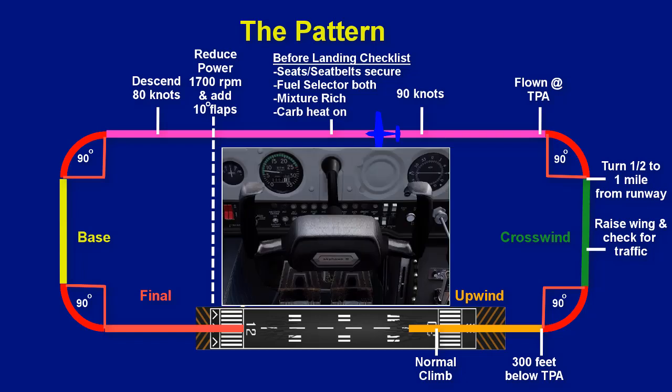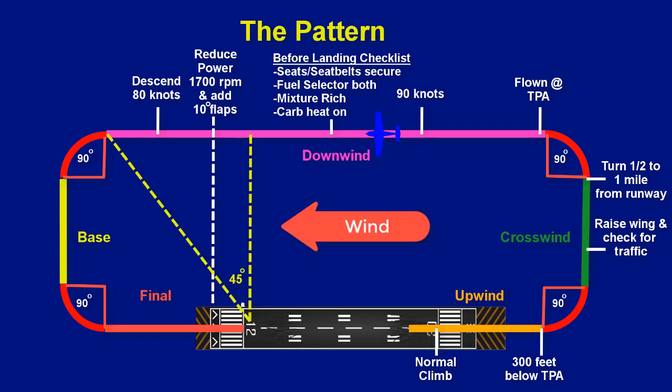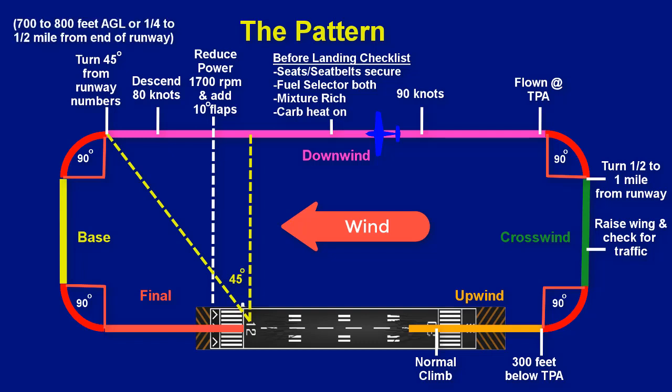Each time you add flaps, remember to push forward on the yoke a bit to counteract the ballooning the plane will want to do. When you get to about a 45-degree angle from the runway numbers, turn to base. This will be about 700 to 800 feet above ground level, or 1/4 to 1/2 mile out from the end of the runway. On base, add 20-degree flaps and pitch for 70 knots.